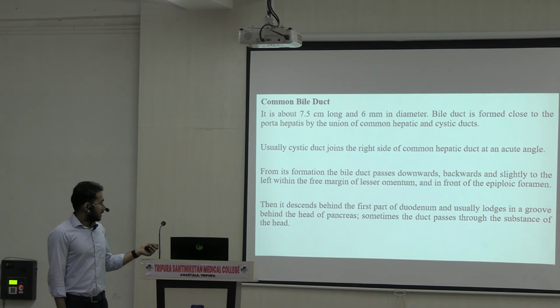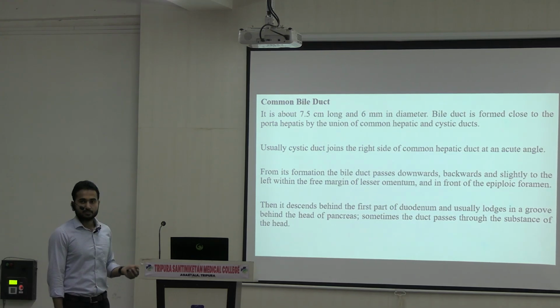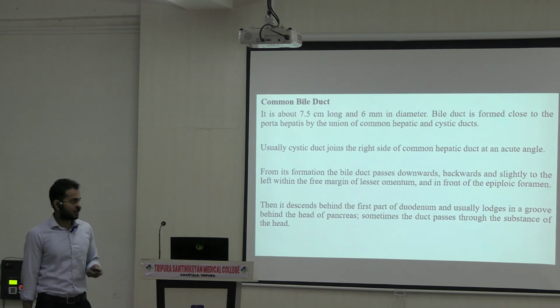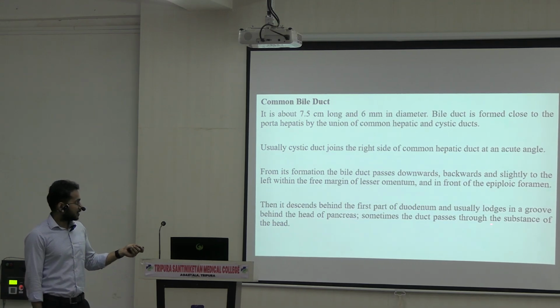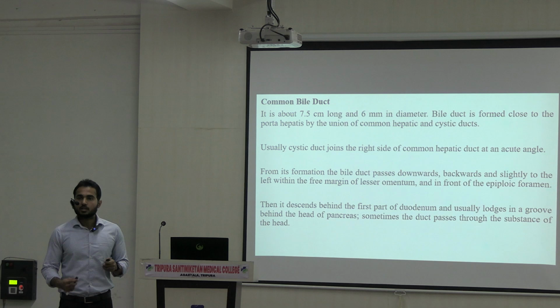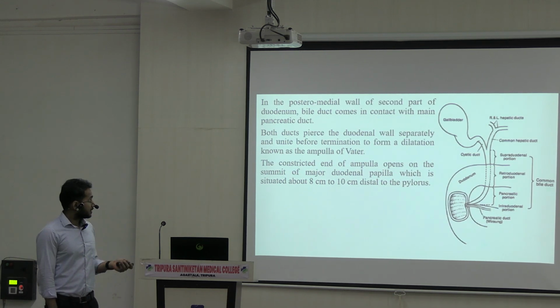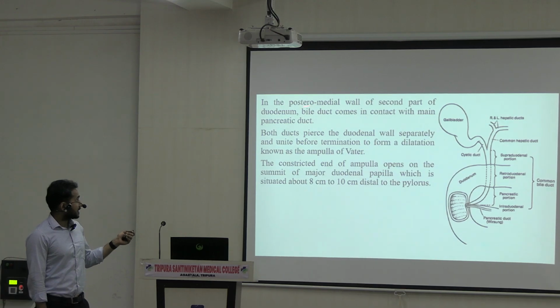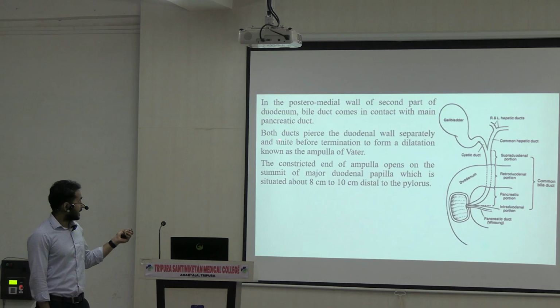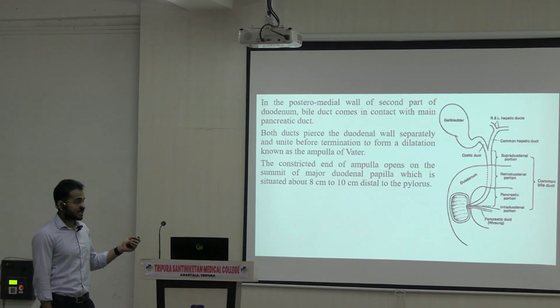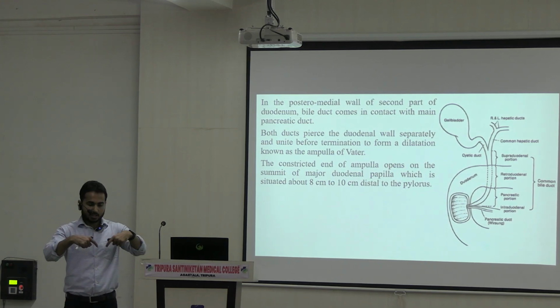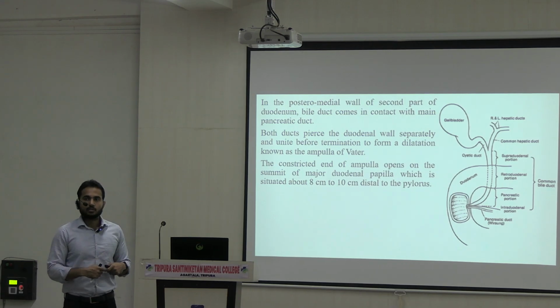Next, it descends behind the first part of the duodenum and lodges in a groove at the head of the pancreas, passes through the substance of the head, and then it will terminate into the second part of the duodenum. In the posterior medial wall of the second part of the duodenum, it comes in contact with the main pancreatic duct, and then it will pierce the wall of the duodenum separately. Before termination, both the ducts will join together to form the ampulla of Vater or hepatopancreatic ampulla.